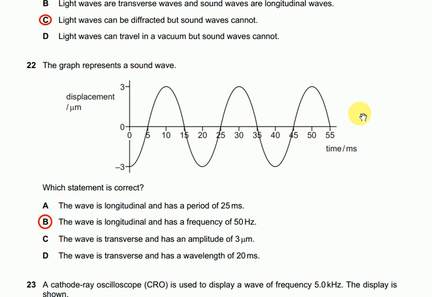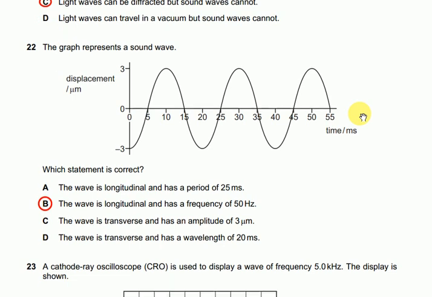Question number 22 says that the graph represents a sound wave. Which statement is correct? This wave is longitudinal and has a period of 25 milliseconds. No, it's 20 milliseconds. See? The wave is longitudinal and has a frequency of 50 hertz. 1 over 20 milliseconds is 50 hertz, and it's also longitudinal. Sound is longitudinal. So B is the correct answer. C and D are transverse, so that's not correct.